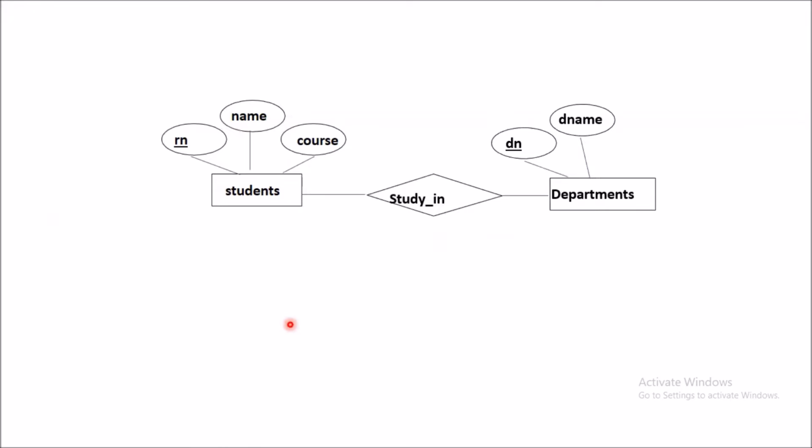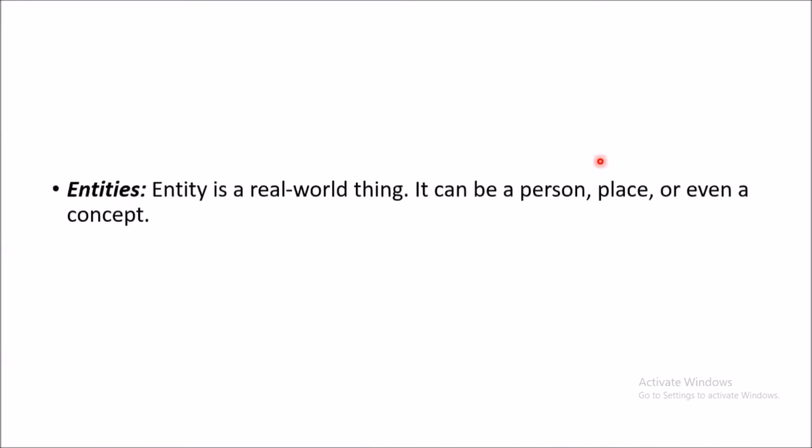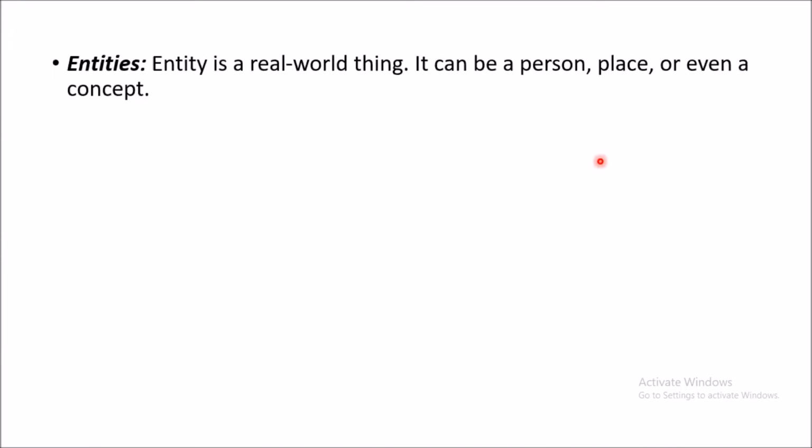So here in this diagram there are two entities. One is a student, another is department. We define the relationship between these two objects like this. So here student studies in department. So we define entity in a rectangle, the relationship between the entities in a diamond, and the attribute in an ellipse. So the components of ER diagrams, first is entity.